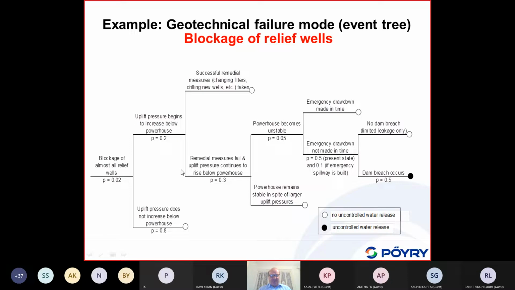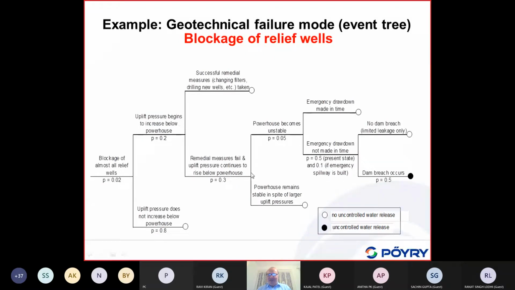Now, if the pressure increases, you have the possibility of remedial measures, for example, if you have time, changing filters, drilling new wells, and so on. And if you are not able to do that, remedial measures fail and uplift pressure continues to rise. It is assumed the probability is about 0.3. The number I have removed here is 0.7, of course. This one here is 0.7. Now we have to follow along here.